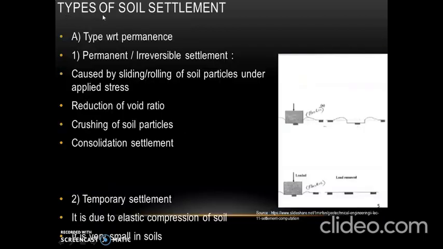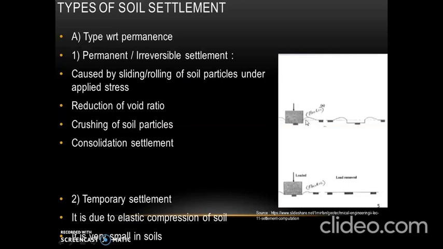Now we will learn various types of soil settlement. First one is with respect to permanence. There are two types of settlement which are observed with respect to the type of permanence, that is permanent settlement, and second is temporary settlement. Permanent settlement is also referred to as irreversible settlement, and it is usually caused by sliding or rolling of the soil particles under the applied stress.